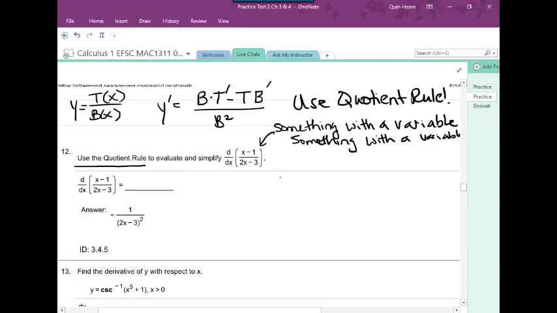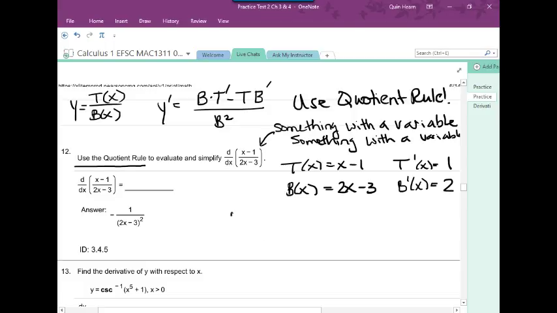So in this case, the top function t of x is x minus 1, and the bottom function b of x is 2x minus 3. So the derivative of the top is going to be the derivative of x minus 1, which is 1 minus 0, or 1. And then the derivative of the bottom, b prime, is going to be the derivative of 2x minus 3, which is 2 minus 0, so 2.